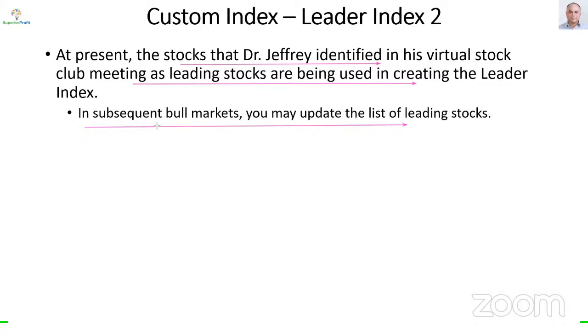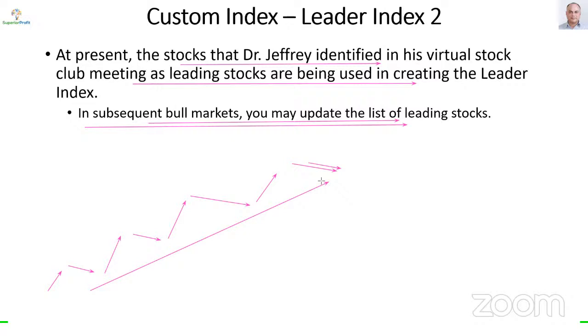If you don't want to use his list, you may always look at the stocks in each sector that are going bottom left to top right, this kind of pattern. Get 2 or 3 stocks in each sector. There are 11 sectors, so there will be 20 plus stocks. Get 2-3 stocks in each sector in a bull market, and update that data. But currently that leader index is broken. We'll wait for the next bull market to start.